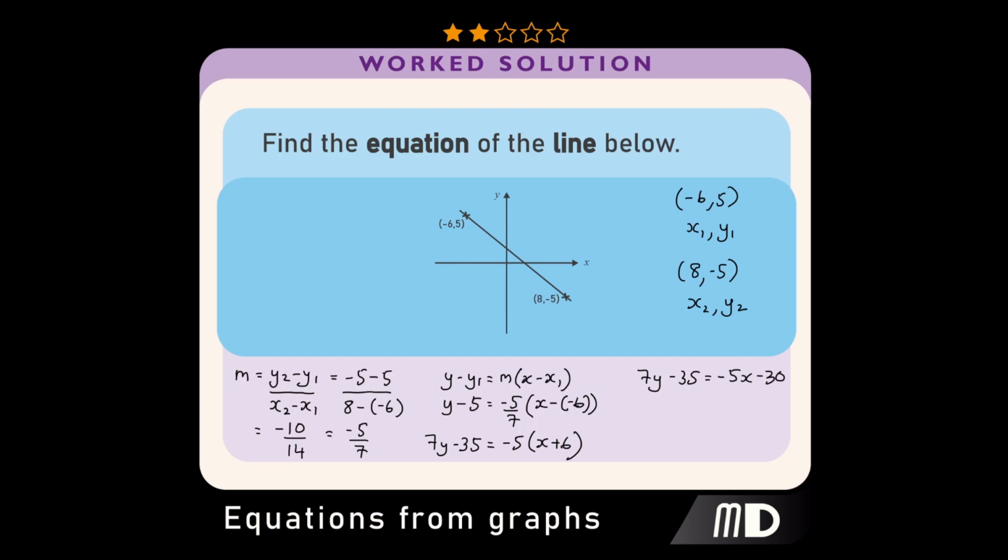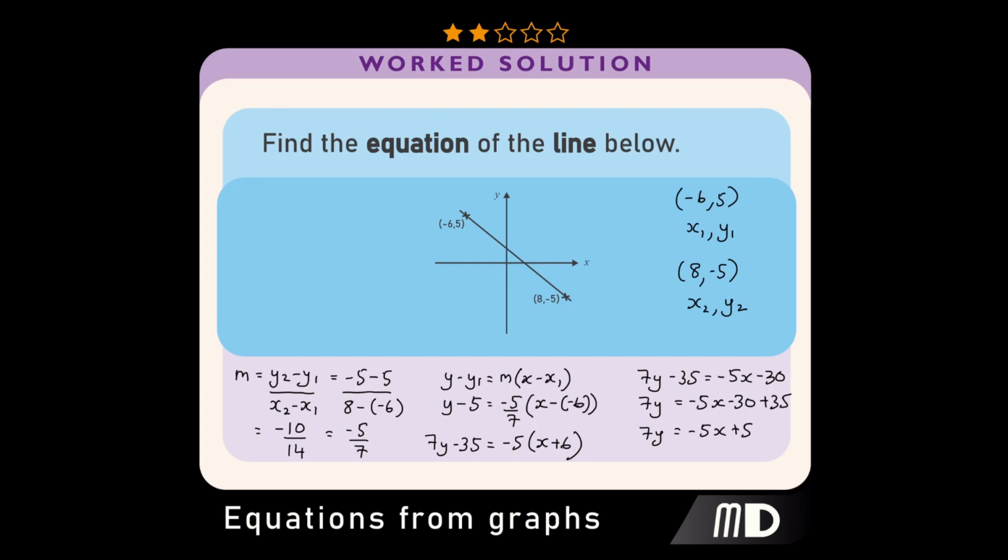I'm going to add 35 to each side. So 7y is equal to -5x minus 30 plus 35. Minus 30 plus 35 is 5, and that's the equation of my line.